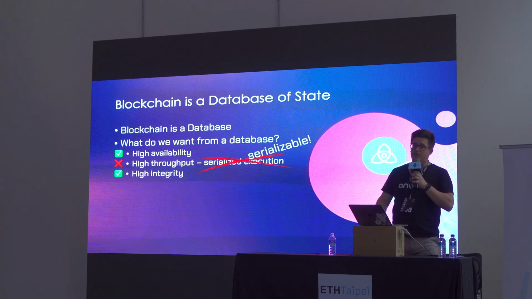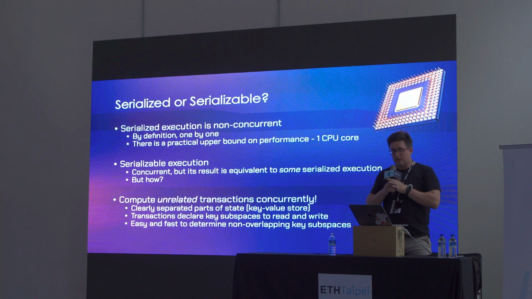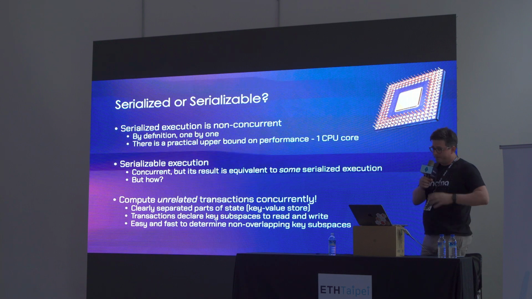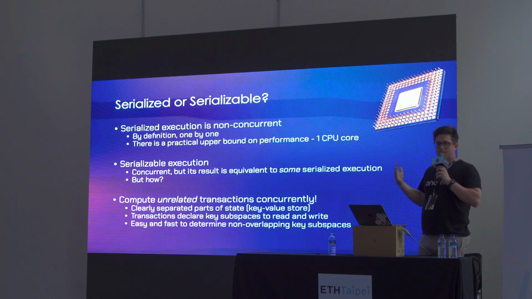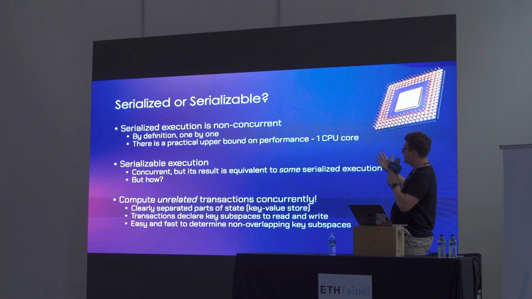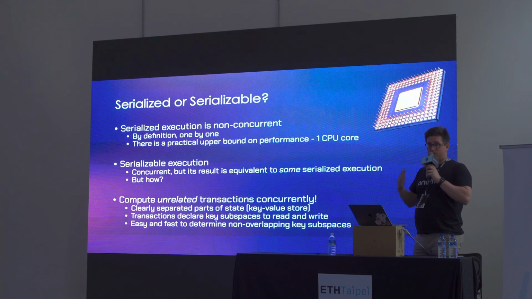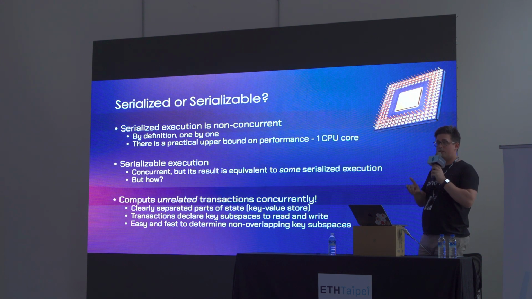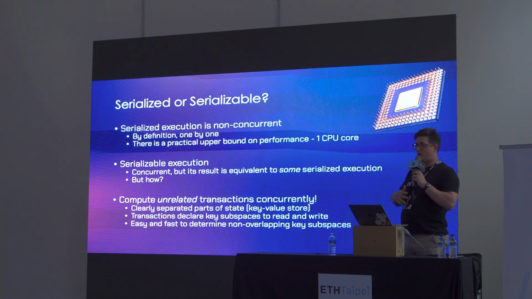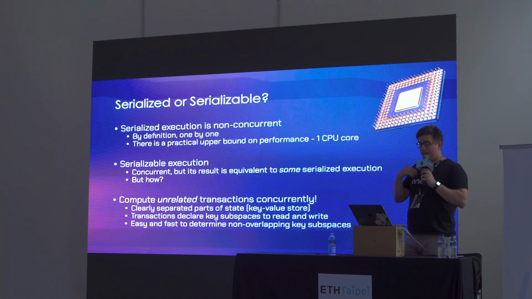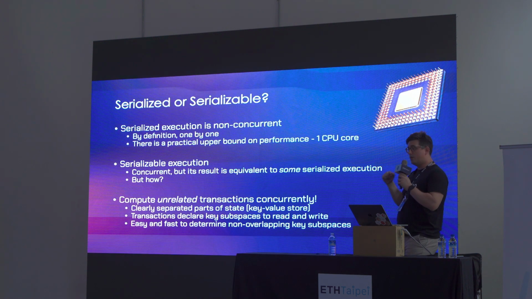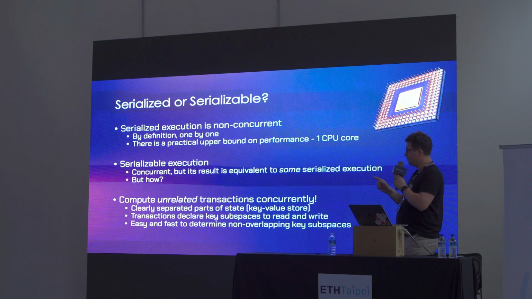So what's the difference between serialized and serializable execution? Serialized execution is non-concurrent. It is by definition one by one. And this means that there is a practical upper bound on the performance of any network that uses serialized execution. Whatever the performance of one CPU core is, however fast we can do transactions single-threadedly, this is how fast we can go as a whole network. Serializable execution is concurrent, but there is a condition on this concurrency that the result of concurrent execution must be equivalent to some serialized execution.